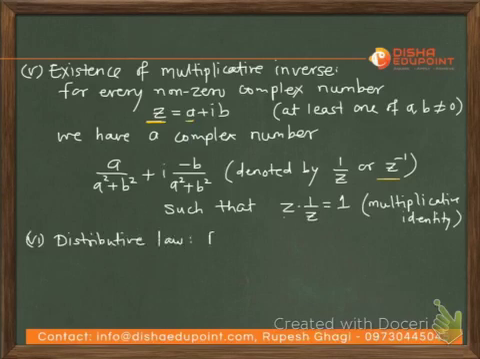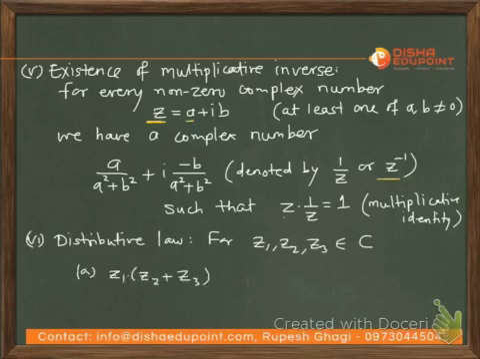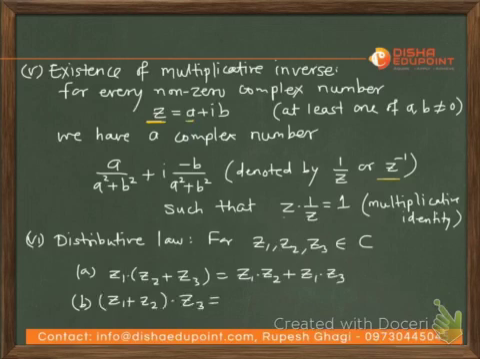Now the last law is the distributive law. For Z1, Z2 and Z3, if we have Z1 into (Z2 plus Z3), then we have Z1 into Z2 plus Z1 into Z3. This is called the left distributive law. Similarly, we have the right distributive law, that is (Z1 plus Z2) into Z3 is Z1 into Z3 plus Z2 into Z3. This is called the right distributive law.